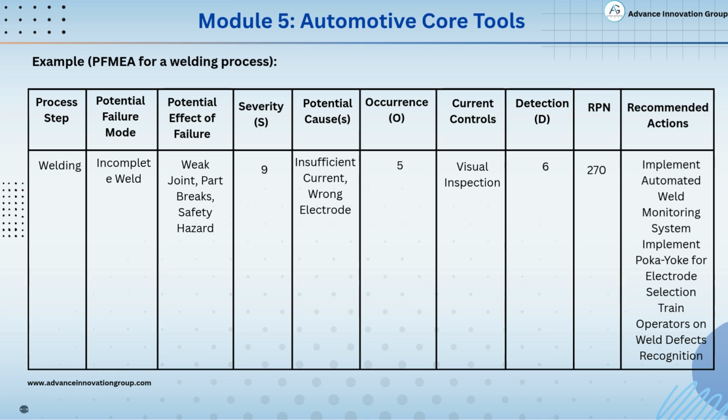Recommended actions. Use automated weld monitoring systems to reduce detection issues. Implement Poka-Yoke, mistake proofing, for correct electrode selection. Train operators to better recognize weld defects early. This example highlights how PFMEA drives continuous improvement and process reliability.